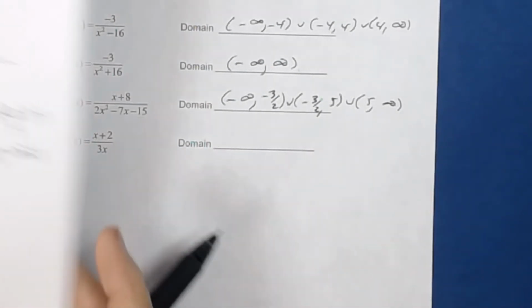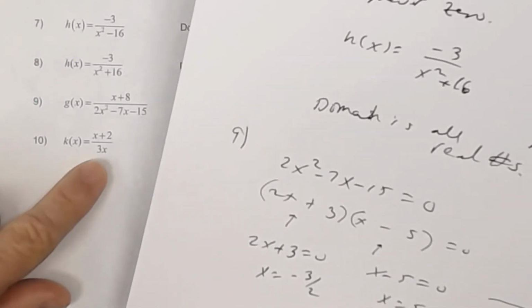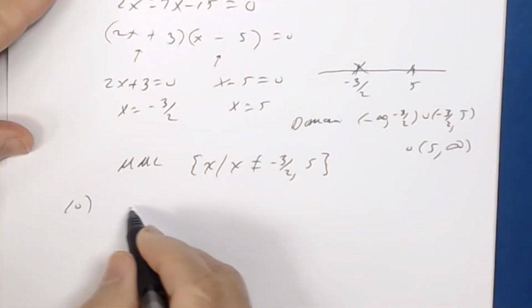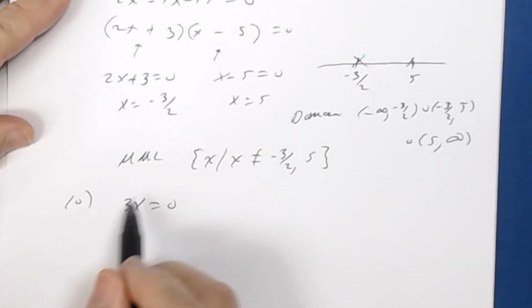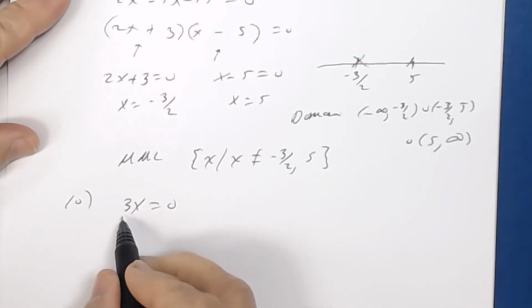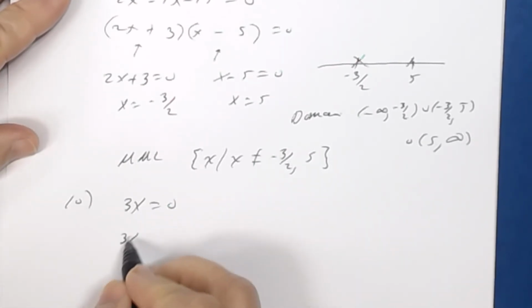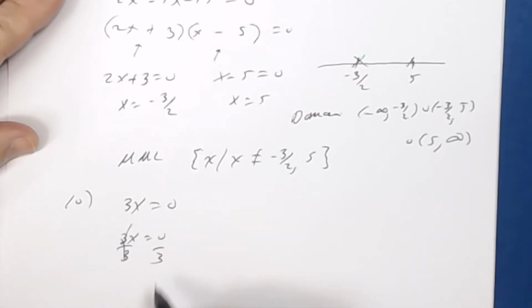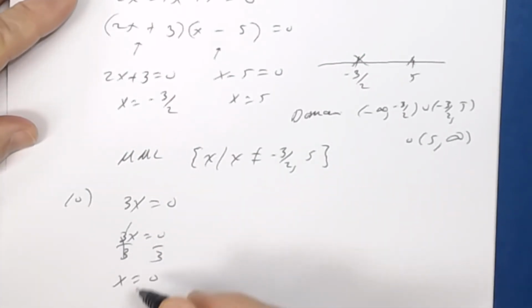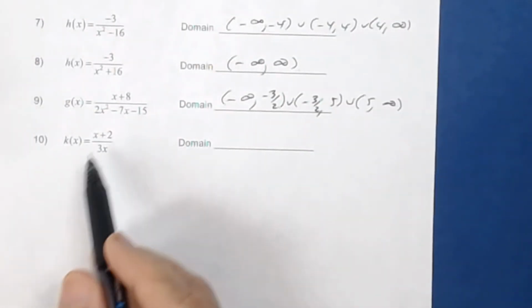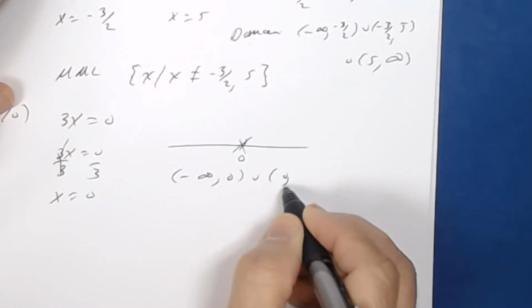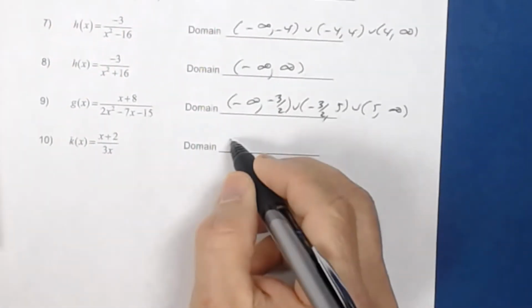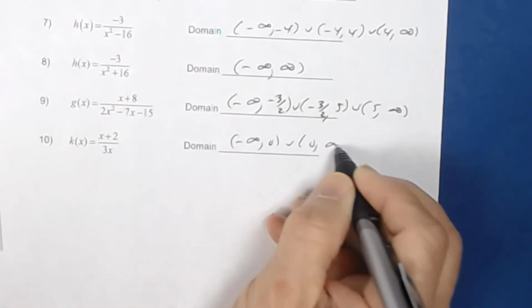All right, and then number 10, so you have this rational function. My denominator is 3x. And so you've got to figure out what value of x makes this term equal to 0. If you think about it, 3 times 0 is 0, right? Or some of you may need to divide by 3, and so you get x to be 0. And so that's the only value of x that I can't use in my domain because it makes my denominator 0. You put that on the number line, cross it out, and so you get negative infinity to 0, union 0 to infinity. So negative infinity to 0, union 0 to infinity.